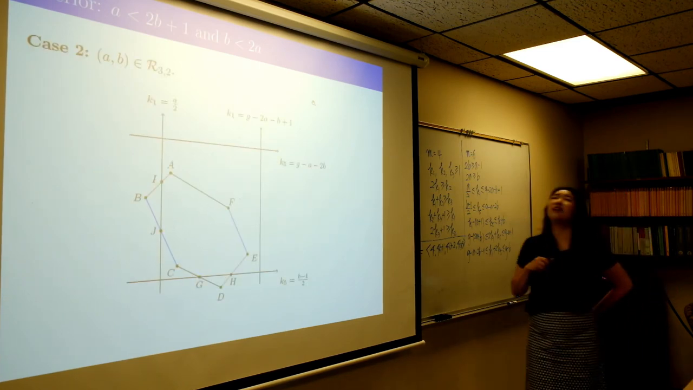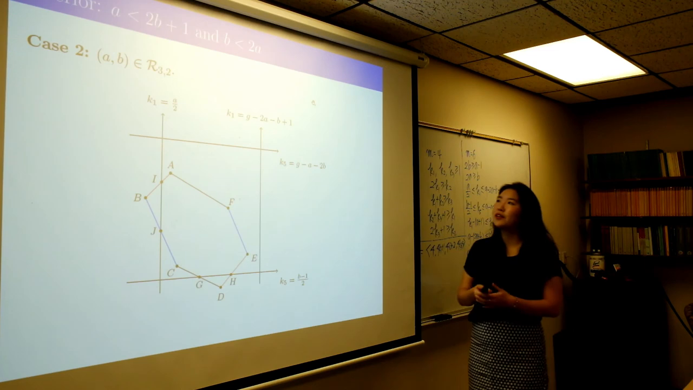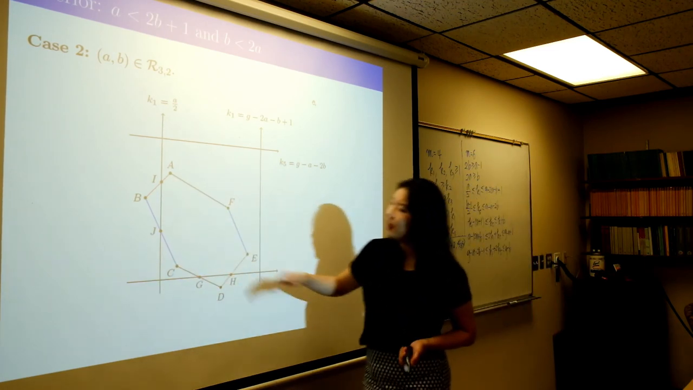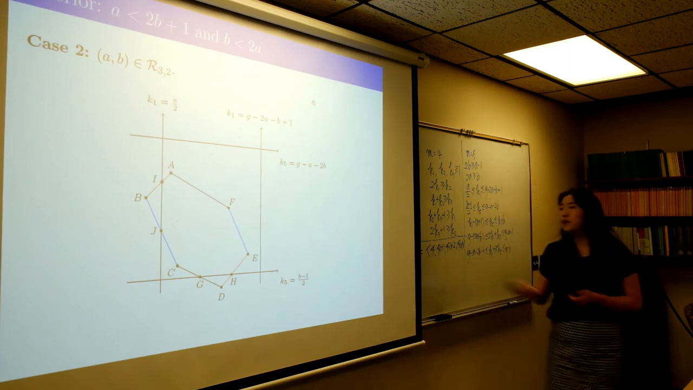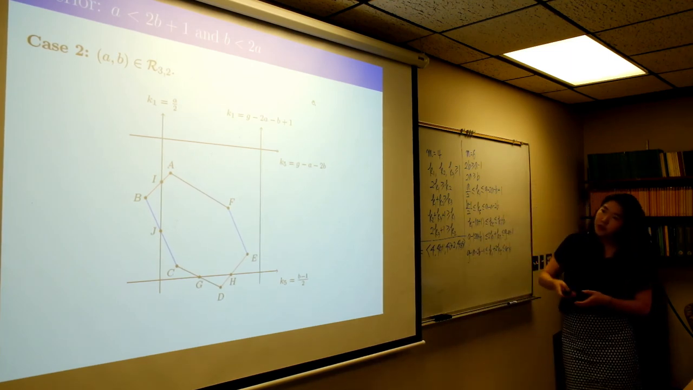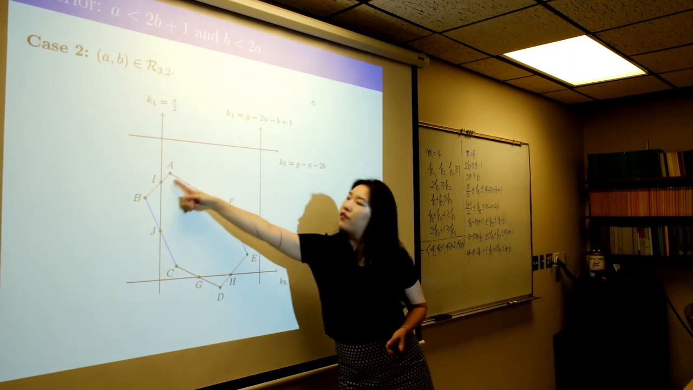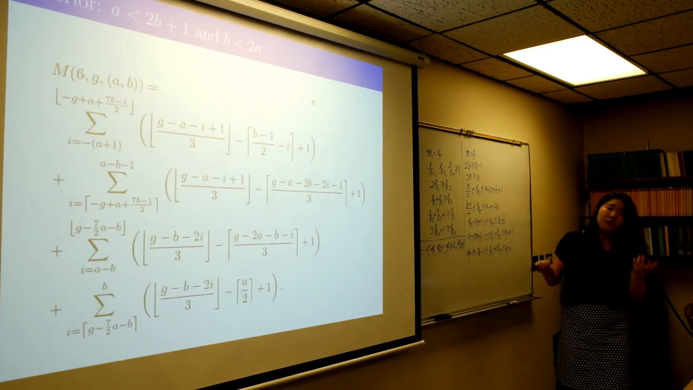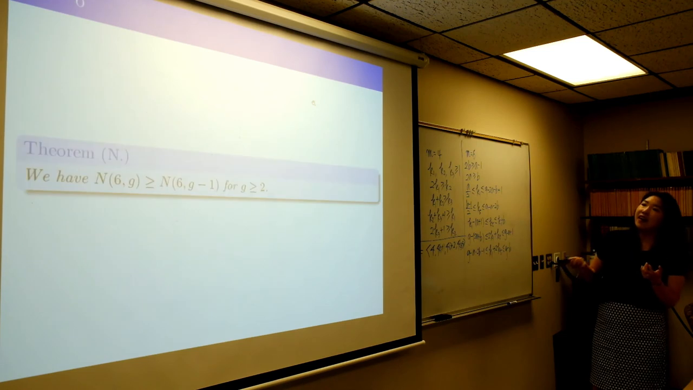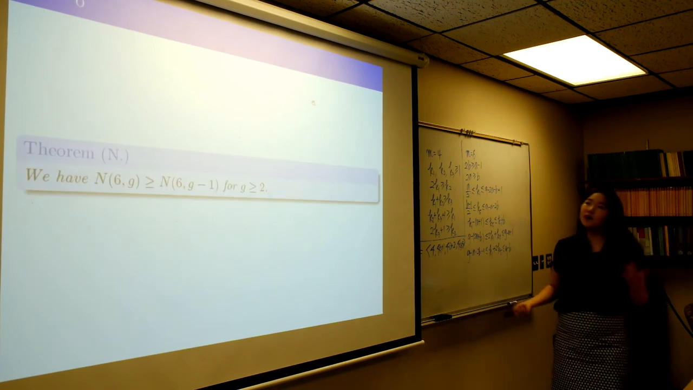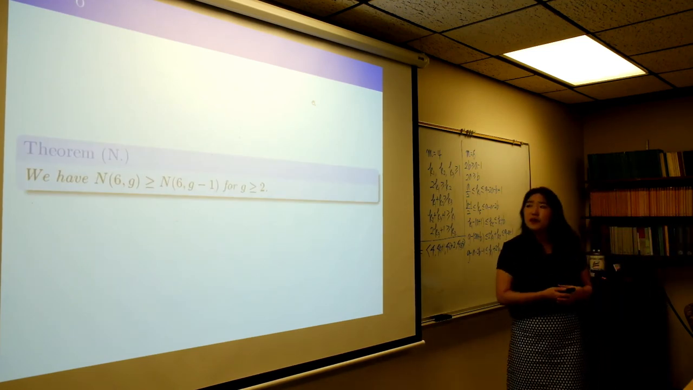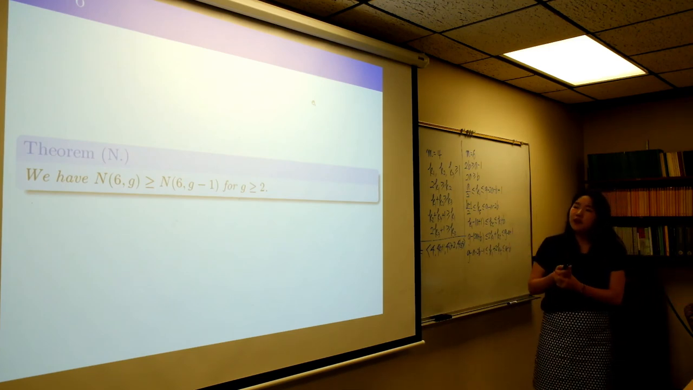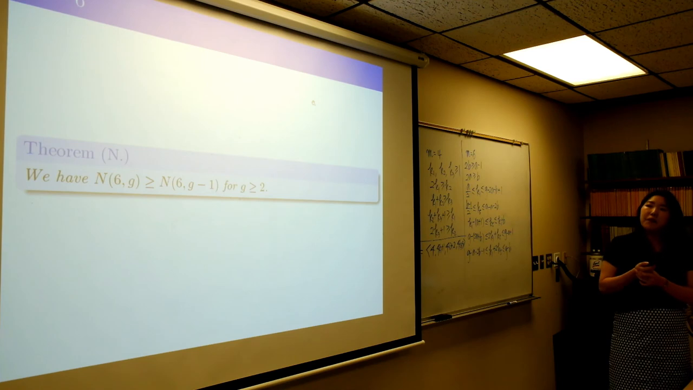In another case, say like region 3, 2, then we have some cutoffs in there. So by computing the integer points inside of this, we get this more complicated formula. And by computing all the things in there, I was able to find a formula for N6G, and then prove that Kaplan's conjecture is true when M is equal to 6.